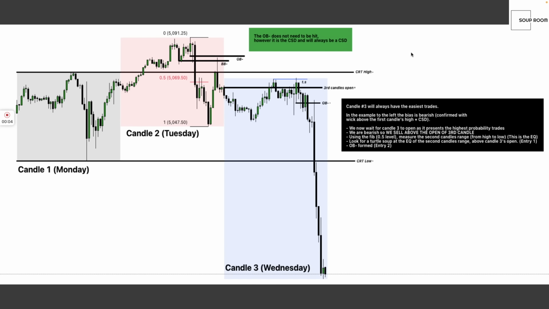Let's look deeper into candle number 3. As I mentioned before, there was a turtle soup. The quickest trades are within candle 3. The bias is bearish because we souped the range high, wicking above the range high and closing below it. Our goal is to wait for price to reach above the third candle's open. Turtle soup where? We turtle souped at the midpoint of Tuesday's range. This is key. Not many people will tell you this. This is key. Look for your turtle soups, look for your entries on the third candle at the midpoint of the second candle in a CRT range.